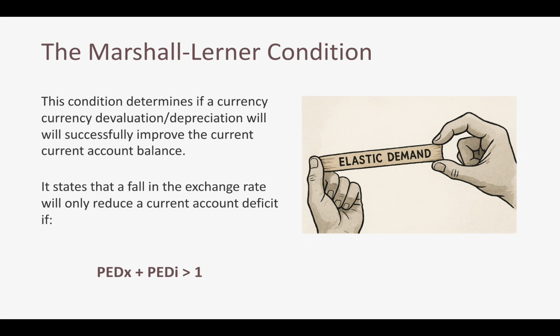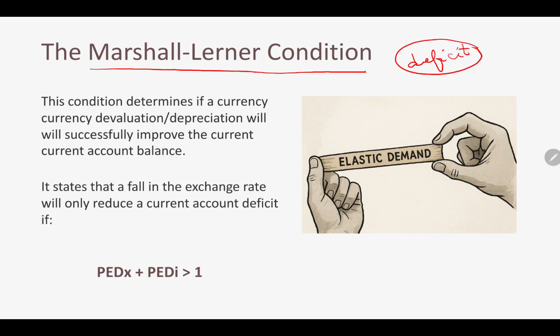The economic impact. Now let's learn the Marshall-Lerner condition. The Marshall-Lerner condition is a condition for the balance of payments when there is a deficit in the current account. So how can this be corrected? There is a condition, the Marshall-Lerner condition, through which it can be fixed.